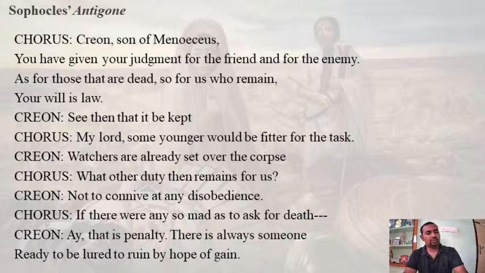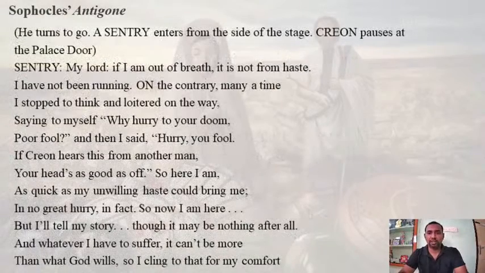He turns to go. A sentry enters from the side of the stage. Creon pauses at the palace door. So it is at this particular point that a sentry appears, and a sentry is a person who is appointed as a watch guard, someone who watches over something, a person or an object. And in this case, this is the one who is assigned to watch over the dead body of Polynices.